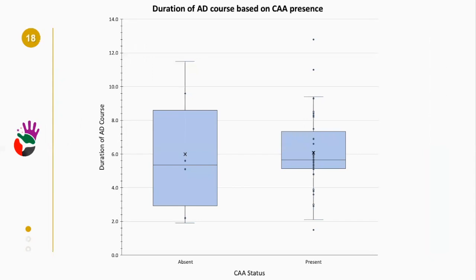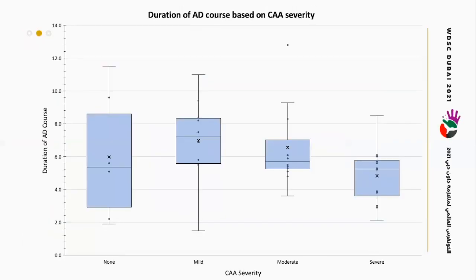But again, when we graphed it strictly based on CAA being absent or present, there wasn't a significant difference. So we also tried to break it by severity. And here, it seems like there is slightly more of a trend. It seems that as CAA severity increases, the duration of course is decreasing, but we're not sure that we could draw any conclusions off of this strictly because there is such a wide spread for everybody in these categories.